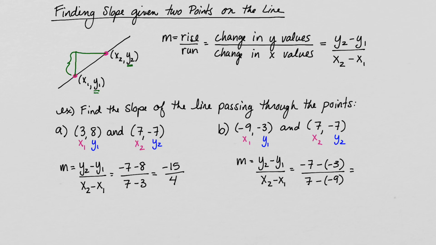So negative 7 minus negative 3, that's the same as negative 7 plus 3. So this is going to be negative 4. And 7 minus negative 9 is the same as 7 plus 9, which is 16. And then negative 4 over 16 we can reduce more. So it's going to reduce down into negative 1/4. And so you could put the negative out in front. You could also put the negative with the top number. It doesn't matter. You could even put the negative with the bottom number. We just tend to stick it out in the front or with the top number.